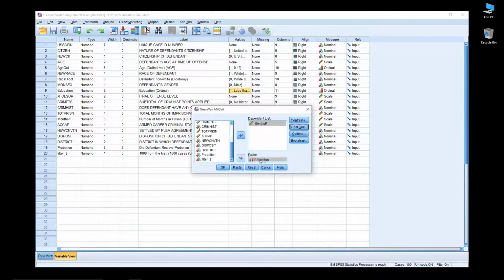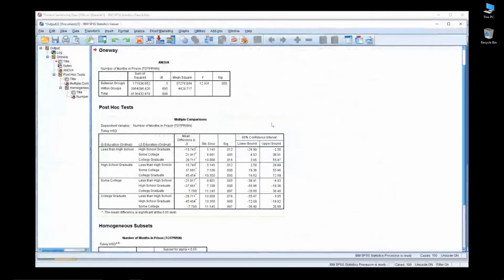We have our factor as education. Let's run this. So we click OK. And once again, keep in mind, we're just running a sample of 1,000 of our cases in here. But this first grouping, this first box, is basically looking at the variation between and within groups. So basically, how much sentences vary within each one of those groupings.